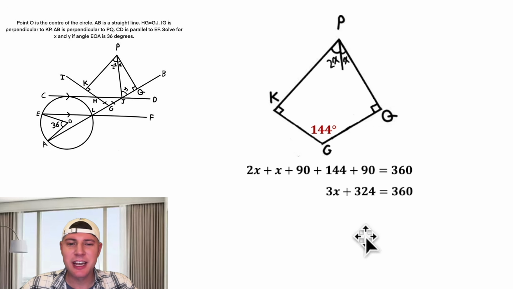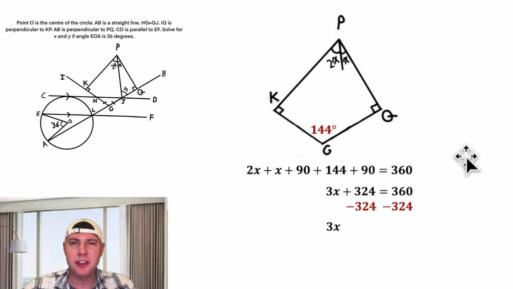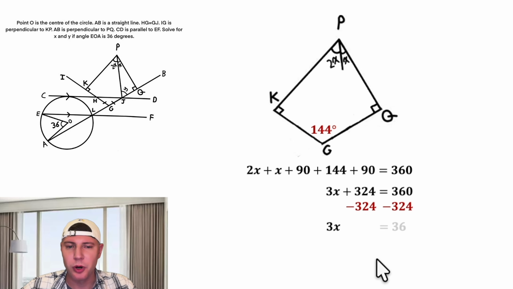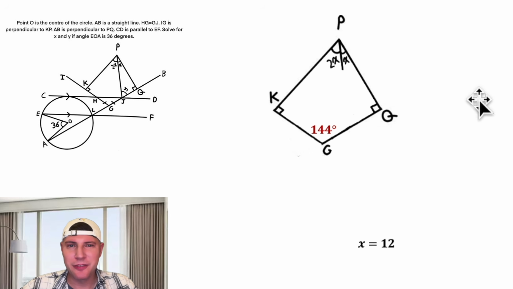Let's smush everything together and subtract 324 from both sides. On the left-hand side, the 324s are going to cancel each other out, leaving us with 3x. And on the right-hand side, 360 minus 324 is equal to 36. Next, we can divide both sides by 3 to get x is equal to 12. And now we have our value for x.